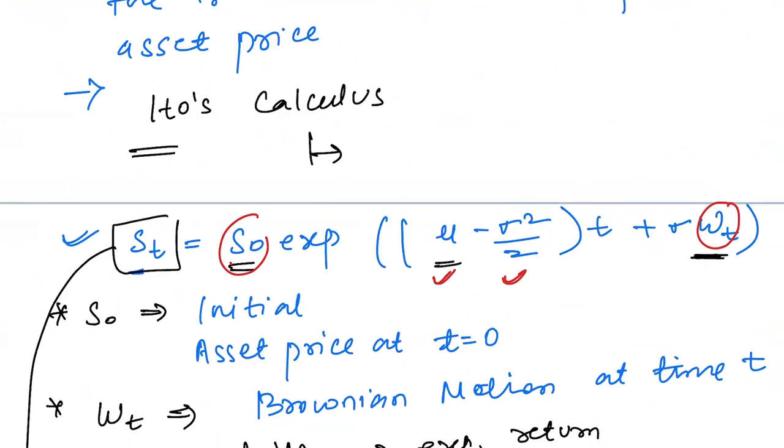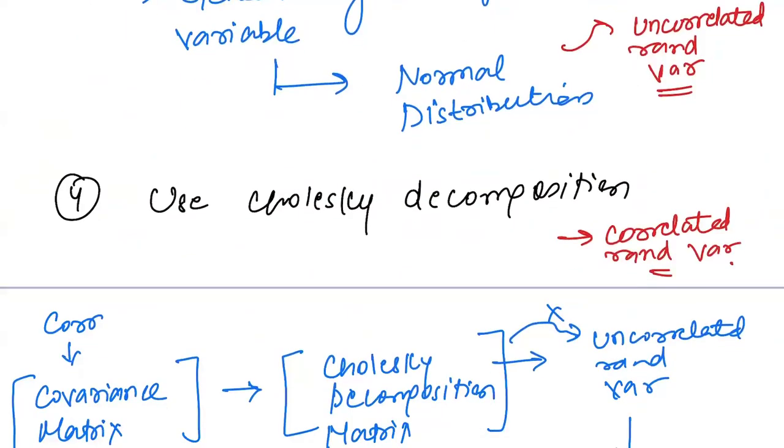Always remember, in Monte Carlo, if you have more than one asset, you'll always use Cholesky decomposition. First you generate a random variable using a normal distribution. Then you use the Cholesky decomposition and multiply it with the random variable to generate a correlated random variable. When you first generate a random variable from the normal distribution, it is always uncorrelated, so you need to correlate it. How will you correlate it? Using the Cholesky decomposition.